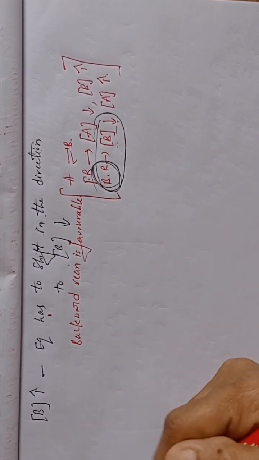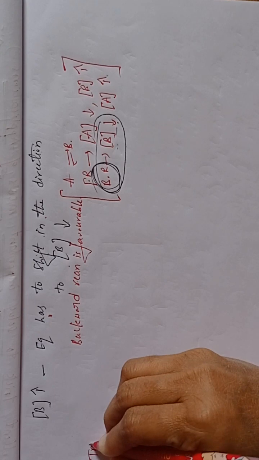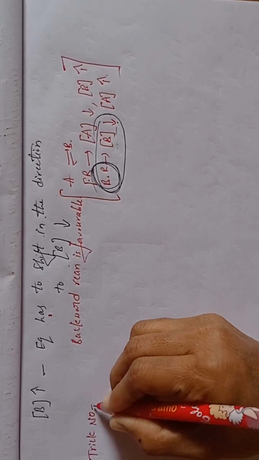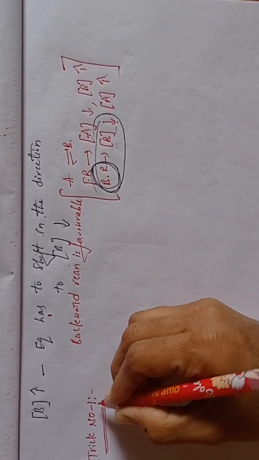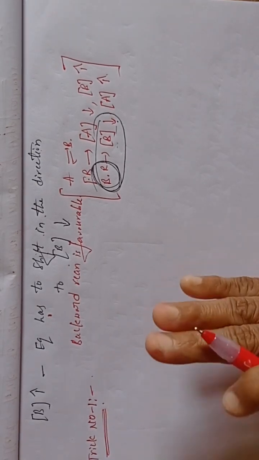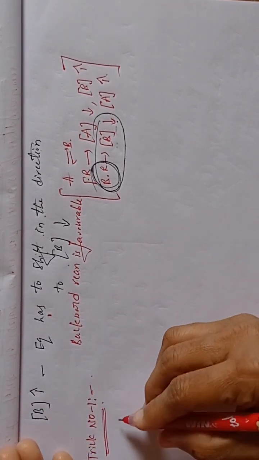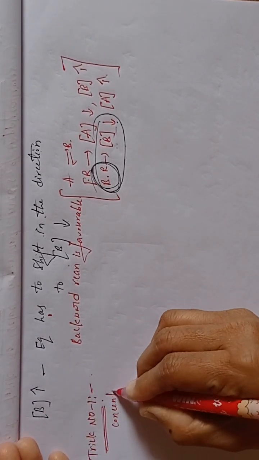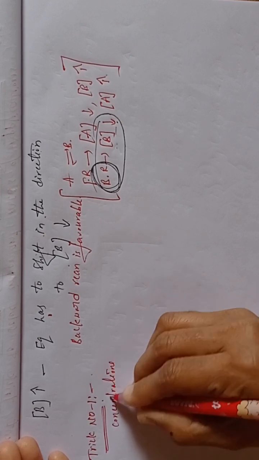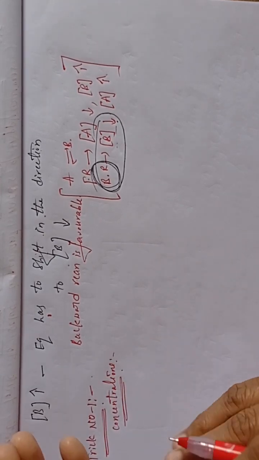Now, first, trick number 1. What is trick number 1? What do you have to remember? Now I will reveal trick number 1. So what is the trick number 1 in case of concentrations?